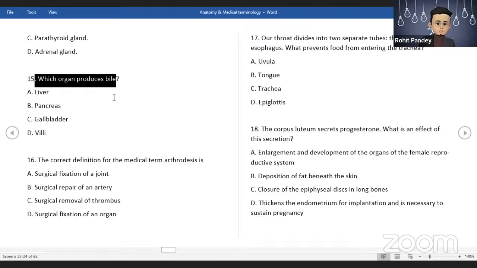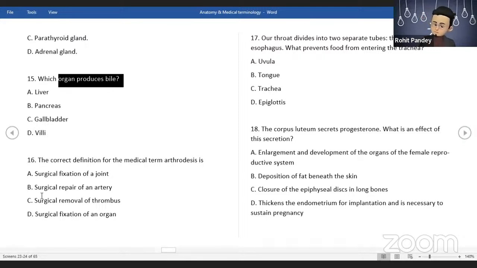Which organ produces bile? It is also a much easier question. A, liver; B, pancreas; C, gallbladder; D, villi. Which organ produces bile? Tell me the answer, guys. So the answer is liver. Liver produces bile. Guys, if you have any question, then you can ask me.